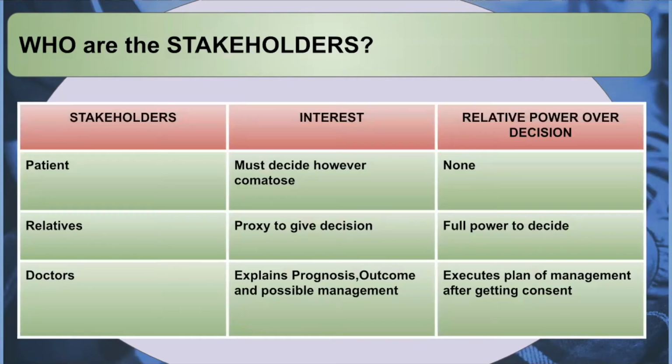So the following are the stakeholders, its interests, and relative power over the decision. The patient is the one who must decide. However, he is comatose, which makes him powerless over the decision. The relatives are the proxy to give decisions and have the full power to decide. The doctors, being the main healthcare giver, explain the prognosis, outcome, and the possible management, and they have the power to execute the plan of management after getting a consent.